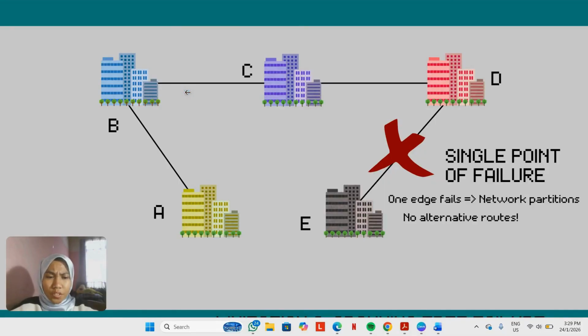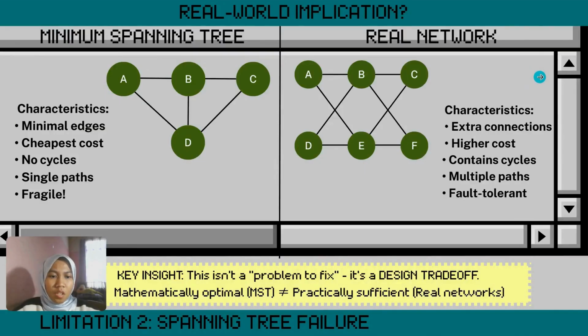So what's the real-world implication of this fragility? Let's take a look at this comparison. On the left side, we have the theoretical minimum spanning tree, which is clean and minimal, the absolute cheapest way to connect all the nodes. And on the right side, we have a real network, where you can see the differences. This one has extra connections, so it has multiple paths between nodes.